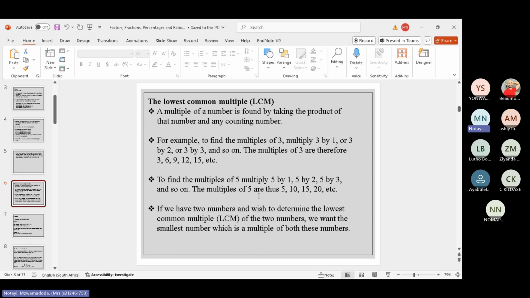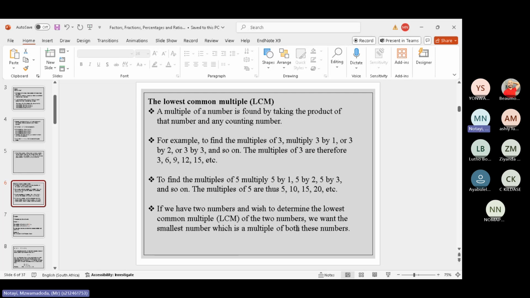To find the multiples of 5, multiply 5 by 1, 5 by 2, 5 by 3, and so on. Therefore, the multiples of 5 are 5, 10, 15, 20, 25, 30, 35, and so on. So I have 2 numbers and wish to determine the lowest common multiple of the 2 numbers. We want the smallest number which is a multiple of both numbers.